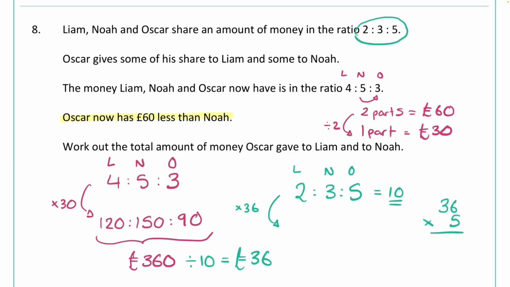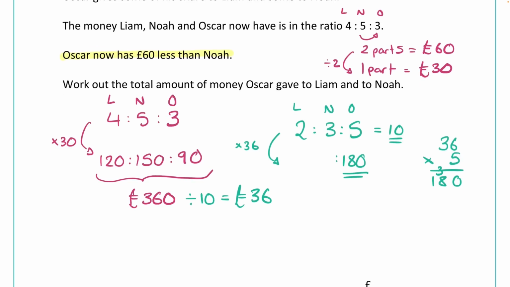So 6 times 5 is 30. 5 times 3 is 15, add the 3 is 18. So Oscar originally had £180. So in terms of how much money Oscar gave away to Liam and Noah, well, he started with 180, he ended up with 90, and 180 minus 90 is equal to £90, and that's how much he gave away.